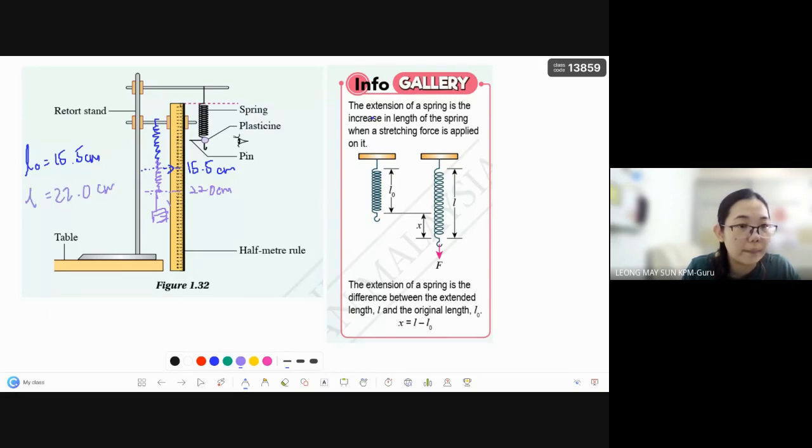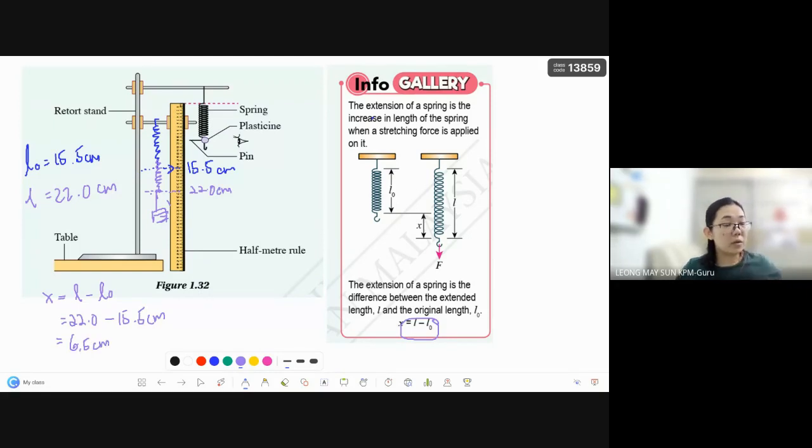22.0 centimeter. So in order to calculate extension using this formula, my extension x is equals to length minus L naught. So that would be 22.0 minus 15.5 centimeter. That would be 6.5 centimeters. So that is my extension.